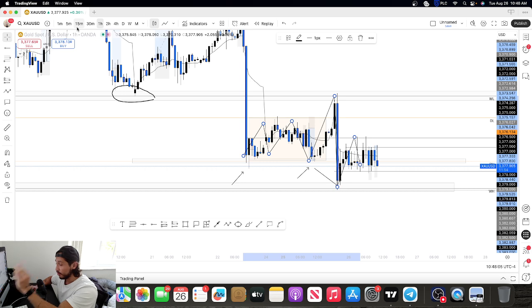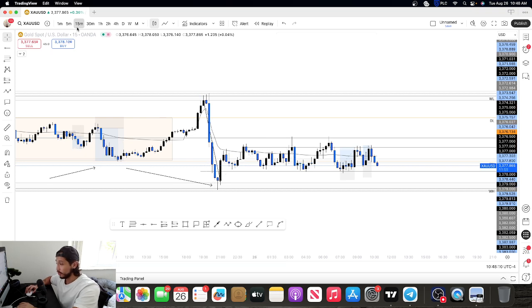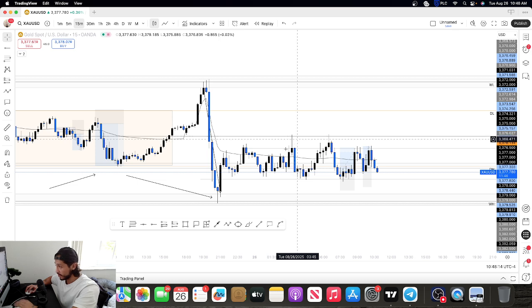But again, the only thing that really messed up this entire structure for the day, and this is where you got to be very cautious, is just due to the fact of how price action is trading in a range from point A to point B. That will be the only way.